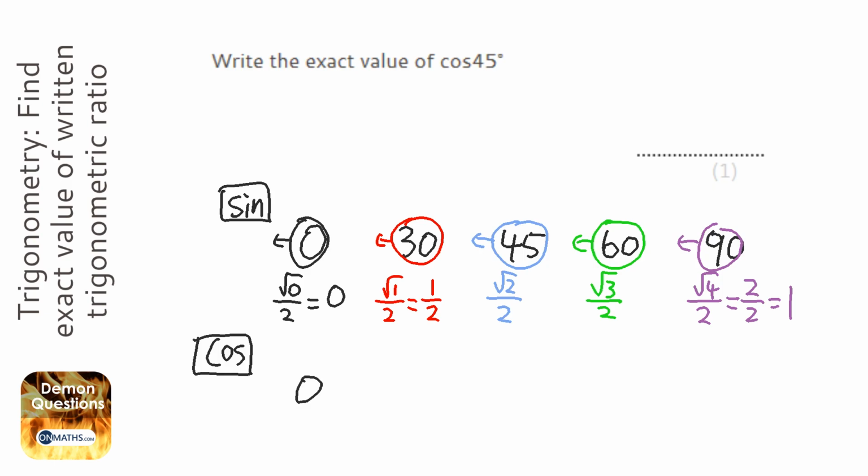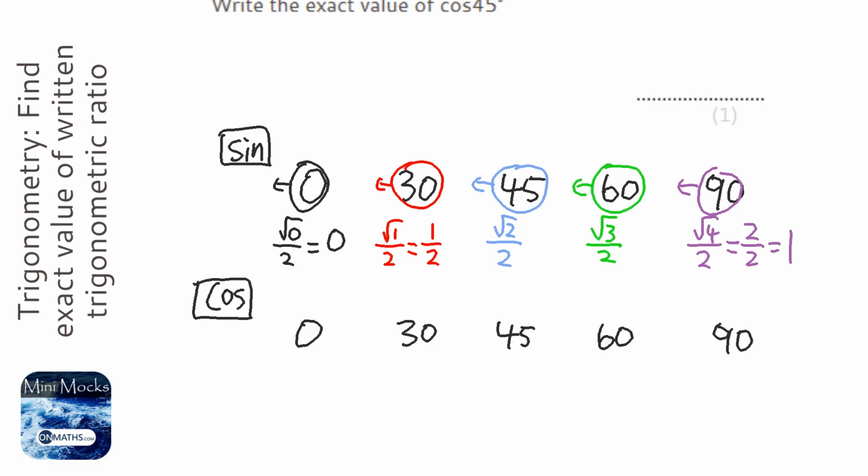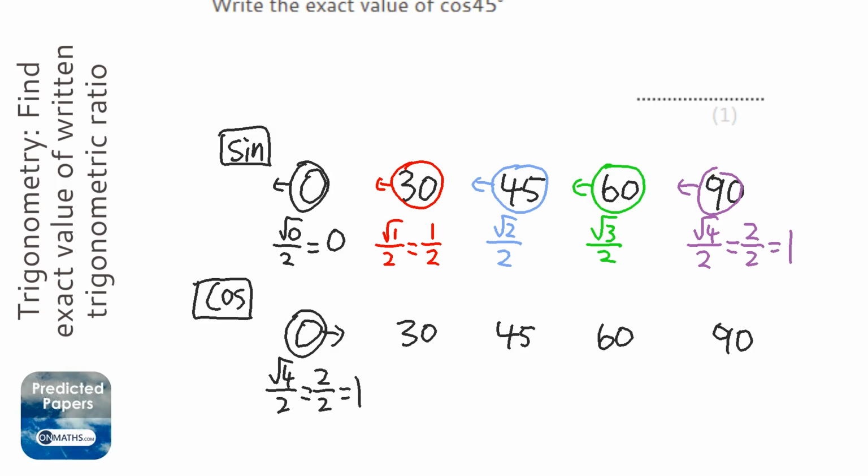Now cos, it's exactly the same thing. We're going to write out the numbers. This time, instead of going left, we're going right. So numbers on the right, there are 4, so root 4, and it's always over 2. Root 4 is 2, so 2 divided by 2 is just 1. So cos 0 is 1.